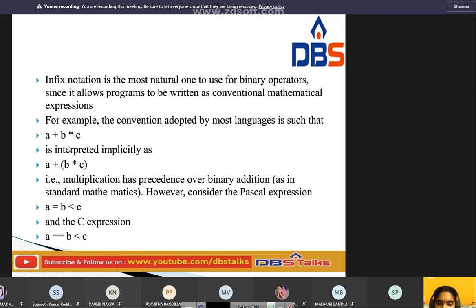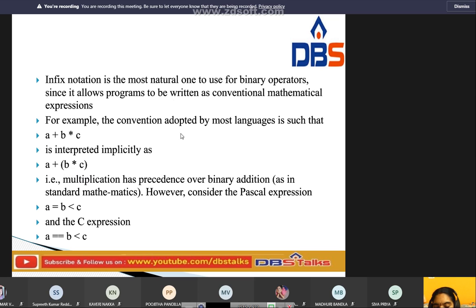For example, in some languages a plus b star c is interpreted implicitly as a plus (b star c). First you would use the parentheses around b star c. That is, multiplication has precedence over binary addition. Here it is standard mathematics.